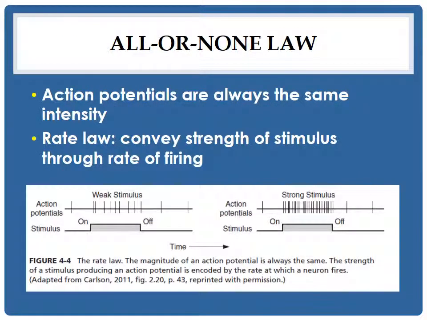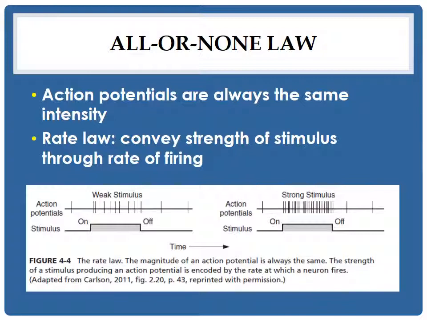So the all or none law just states that action potentials are always the same intensity. They're either on or off. It's a toggle switch, basically. If an action potential is fired, then it's fired. To convey the strength of a stimulus, you do that through the rate of firing.